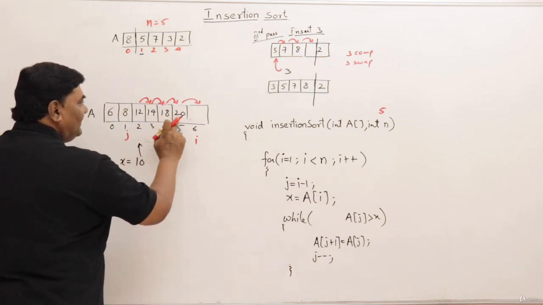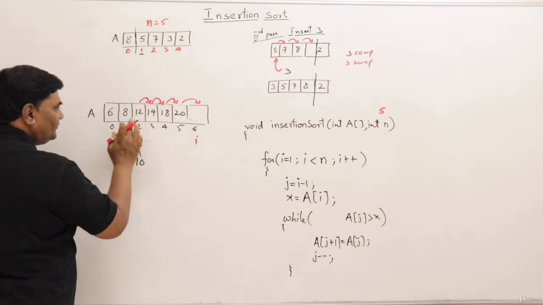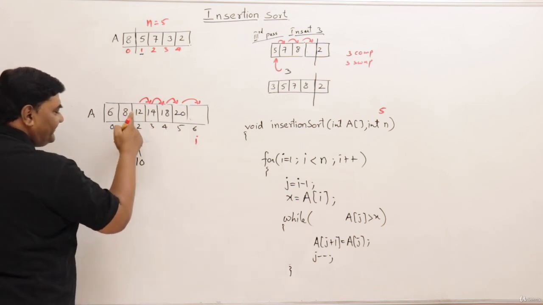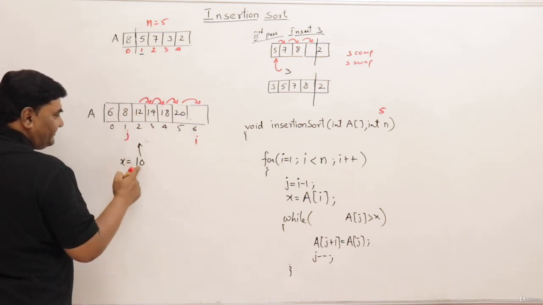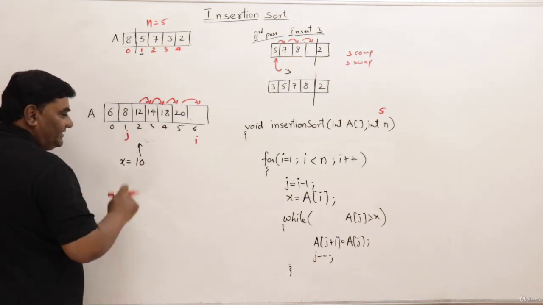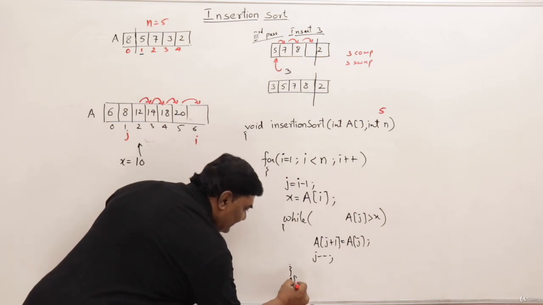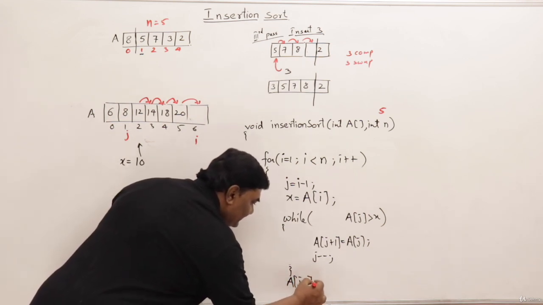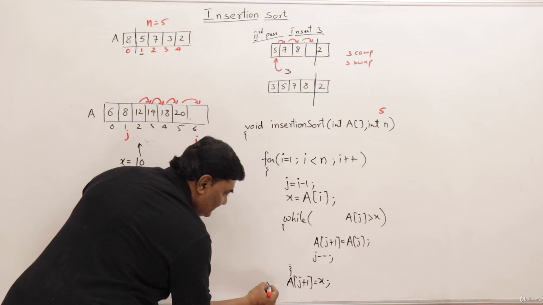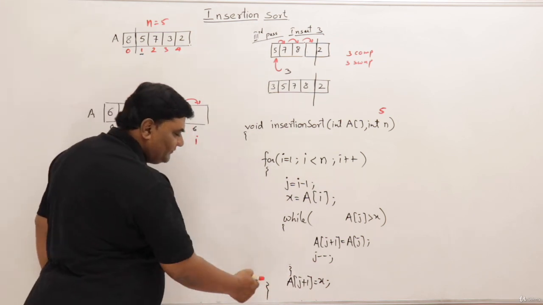And right now this 20 is moved, 18 is also moved, 14 is also moved, 12 is also moved. This place is free, right? This place is free. So this element we got is smaller. So this element 10 should be inserted at which place? j plus 1. So once you come out of this loop, the element should be inserted at j plus 1. a of j plus 1 assign x. That's all. I have stopped this loop also.